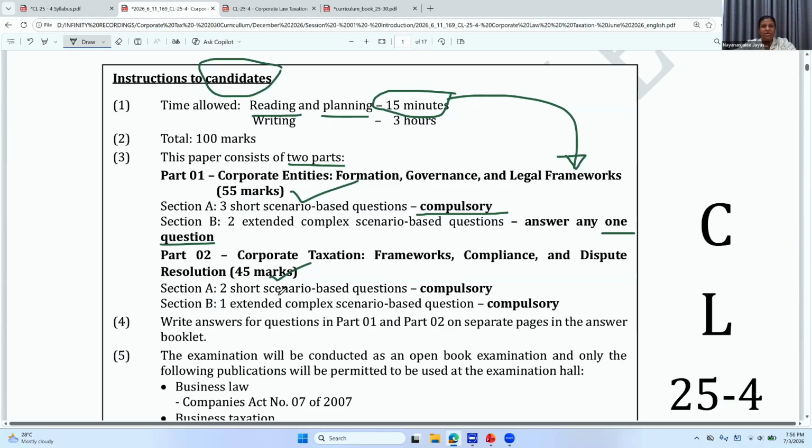And part 2, the taxation part, has sections A and B. Section A, 2 short scenario-based questions, compulsory. Section B, 1 extended complex scenario-based question, compulsory. This is 25 marks, and for the 2 questions in section A, 10 and 10 marks will be allocated. In tax, you don't have anything to select; it's compulsory. But in law, in section B, you have to think and pick and choose one question.